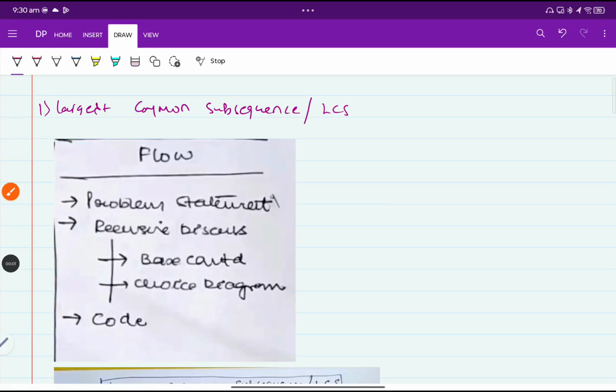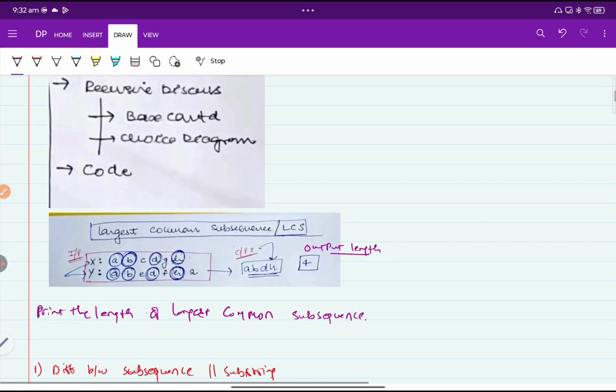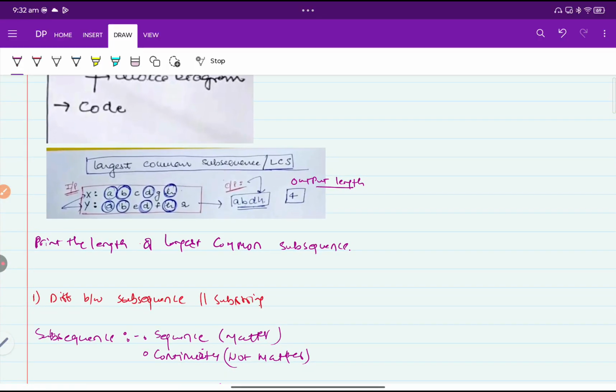So let's start with the longest common subsequence. First we understand the problem statement, then we understand the recursive code for the longest common subsequence: the base condition and the choice diagram in the recursion, and then the code. So first of all, what is the question?